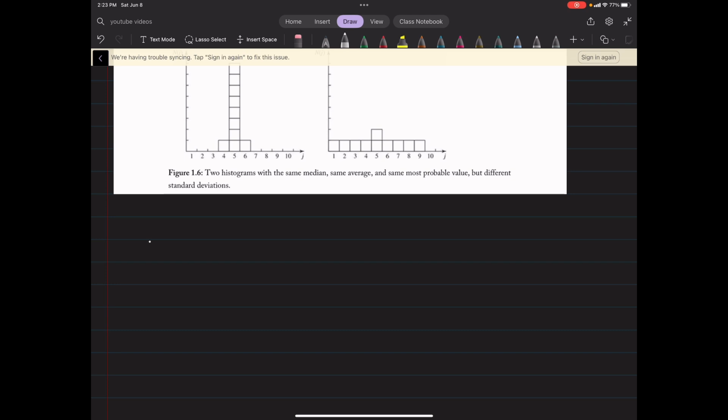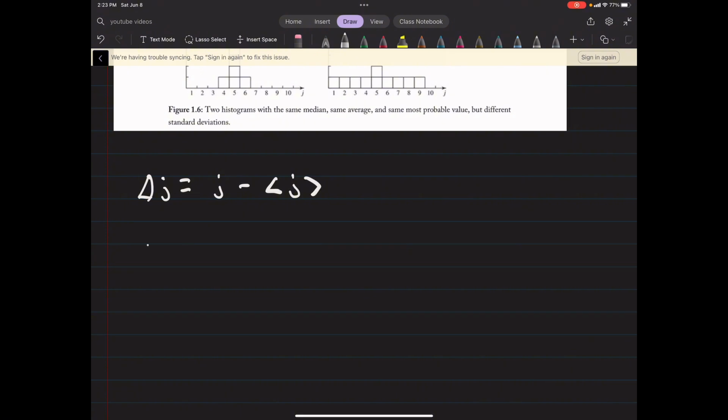Now, one way to do that would be to take all the different data points and see how far away they are from the average, which seems like a pretty good way to calculate the spread, how far away you are from the average. But if we take the average of this, so we average how far everything is from the average, well, let's calculate that. That'll be the sum over j of j minus the expectation value of j, times the probability of j.